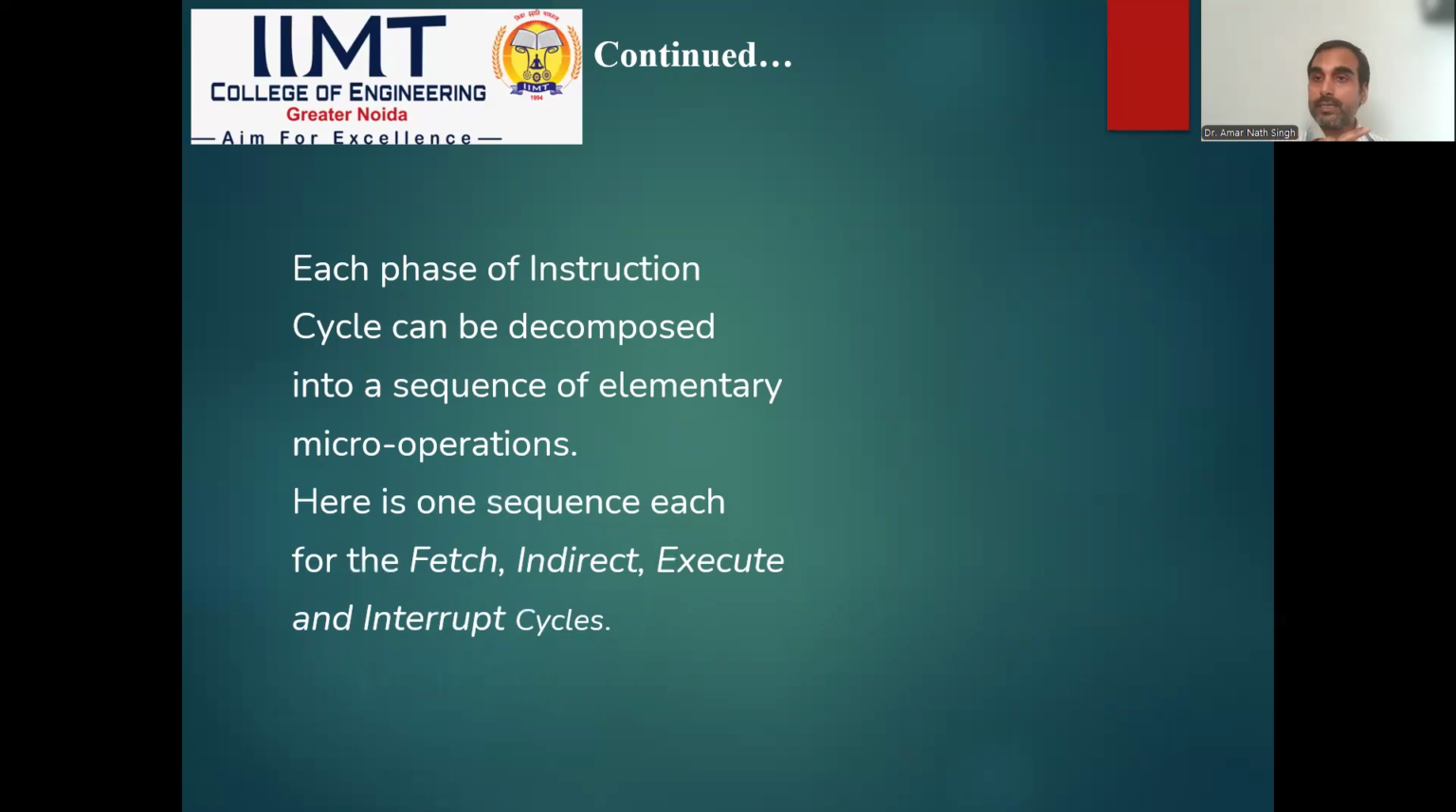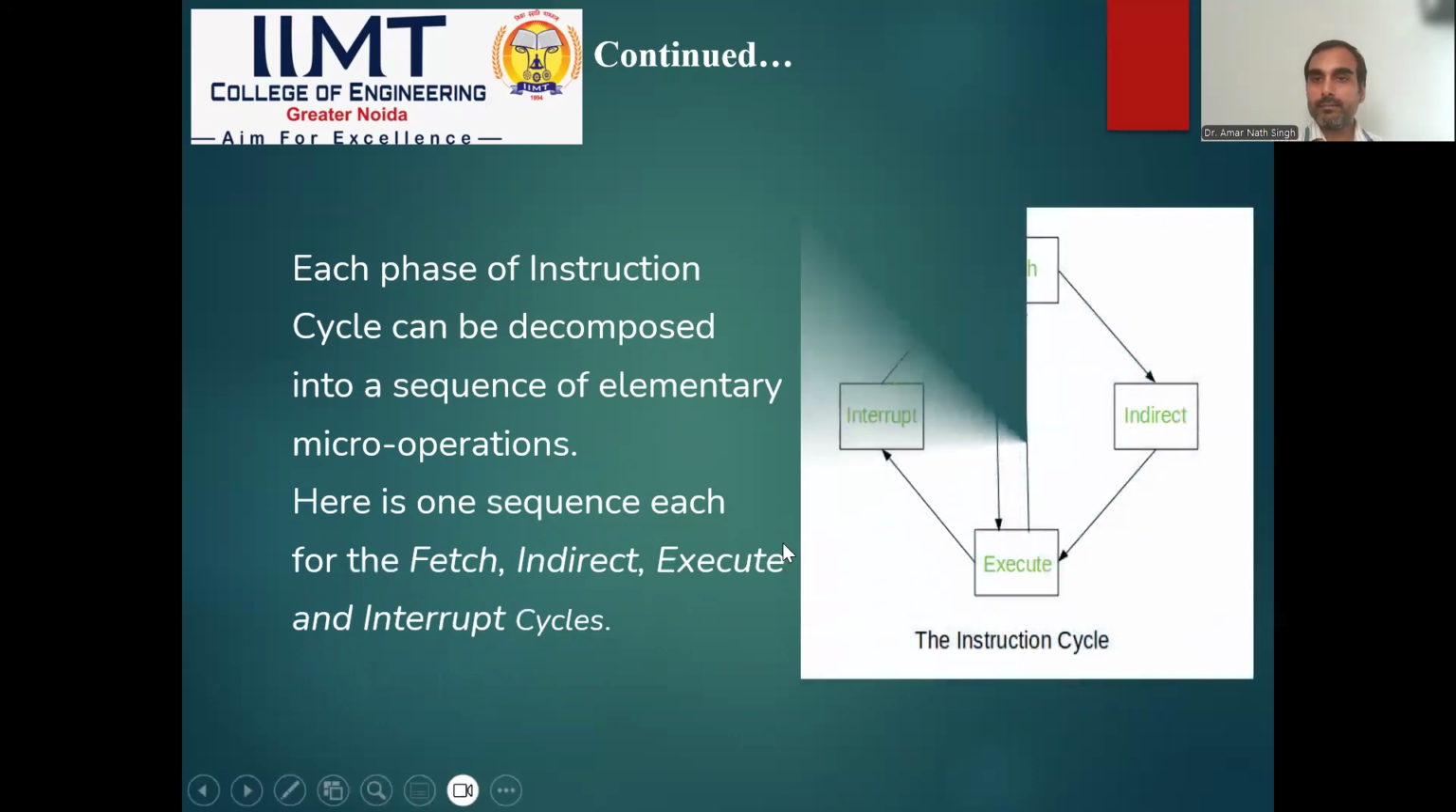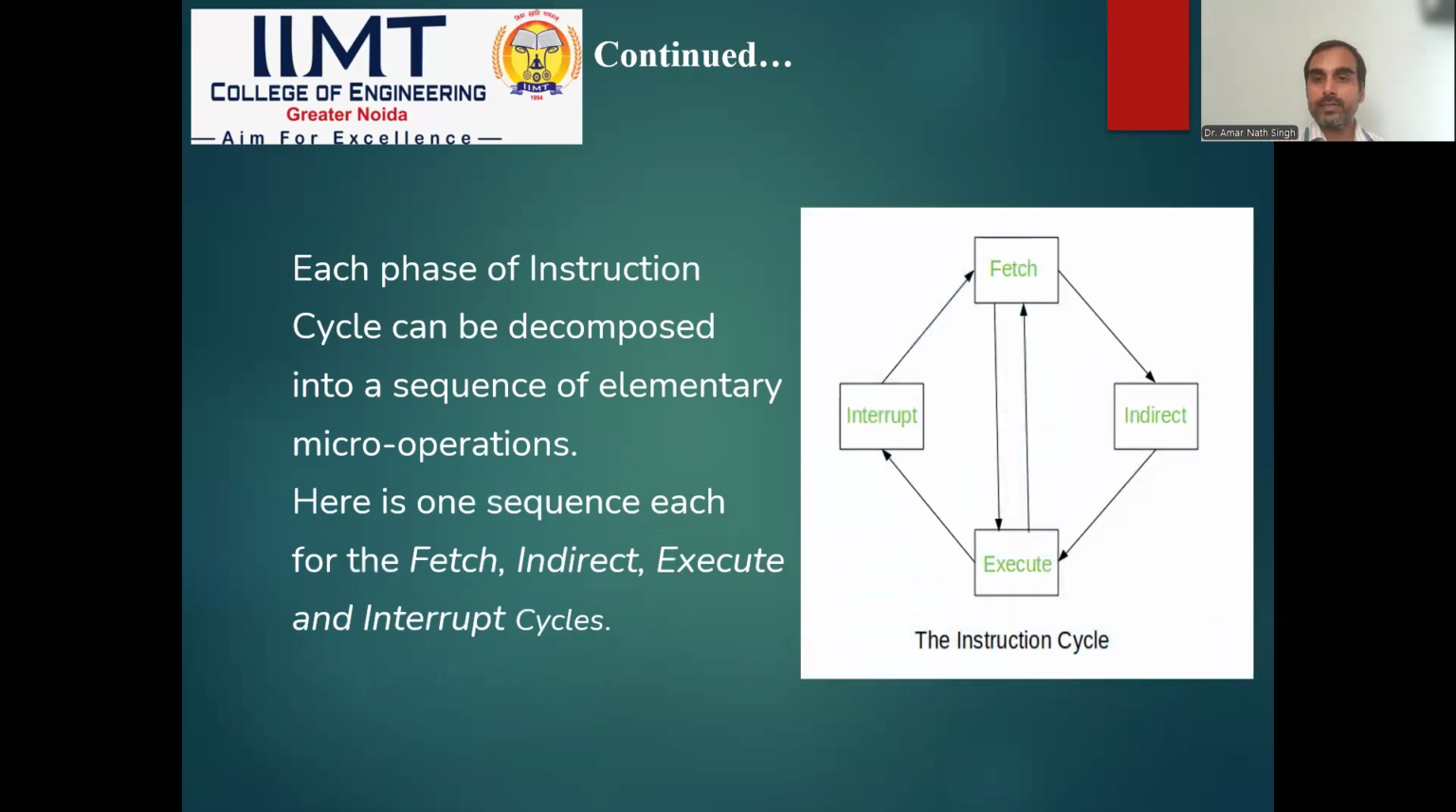Now, if I want to summarize this in a diagram, how do I do it? Here the cycle is shown in this particular way, where you have fetch, execute, interrupt and indirect. You see here that fetch and execute are bidirectional, followed by a cyclic structure where fetch leads to the indirect operations, which is followed by execute, then interrupt, and then finally goes back to the fetch operation.